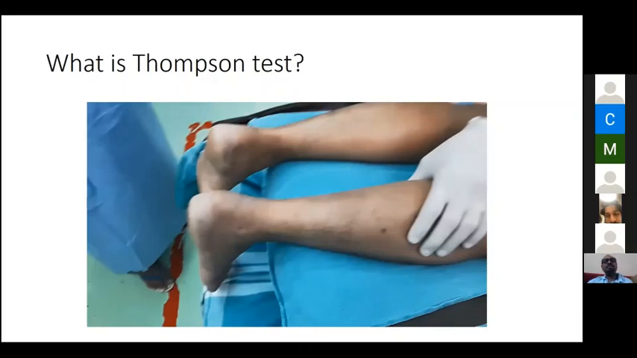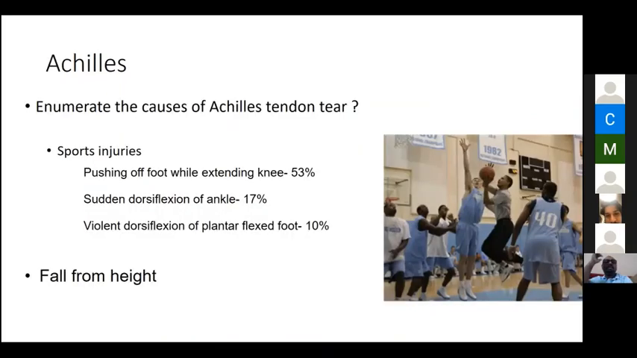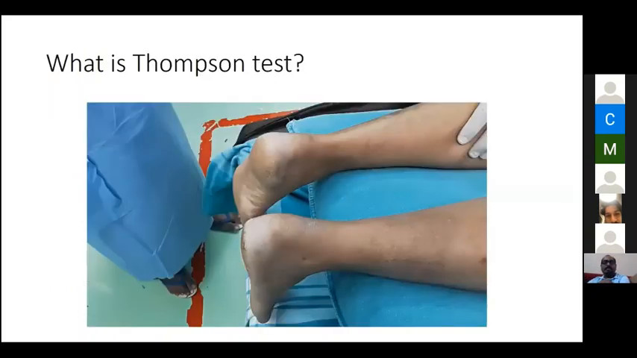So what is the treatment? Enumerate the causes of Achilles tendon tear. What are the causes of Achilles tendon tear? Forceful plantar flexed posture. Sudden forceful dorsiflexion of a plantar flexed foot. Forceful dorsiflexion or plantar flexion, fine. And any direct trauma, laceration. Direct trauma. Okay.